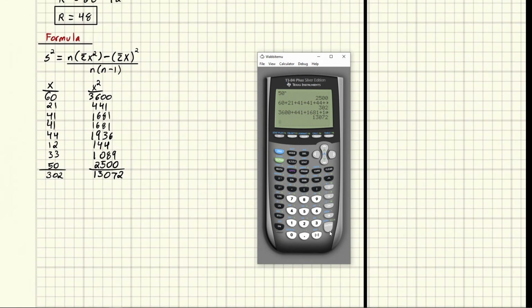Beautiful. Now there's a way to get the calculator to do this for you for free. So let's show you how to do that. We're going to come into stats, go to edit. We're going to go to stats, edit. We're going to choose 1.